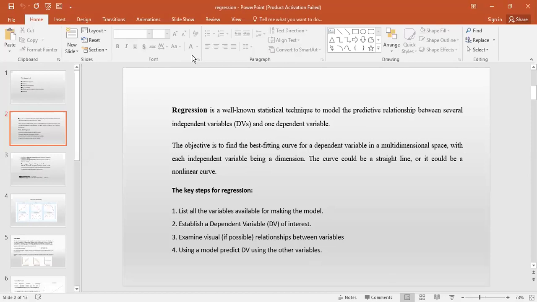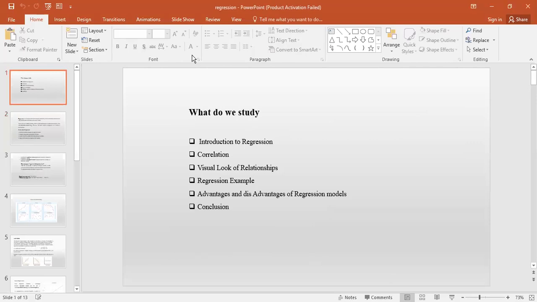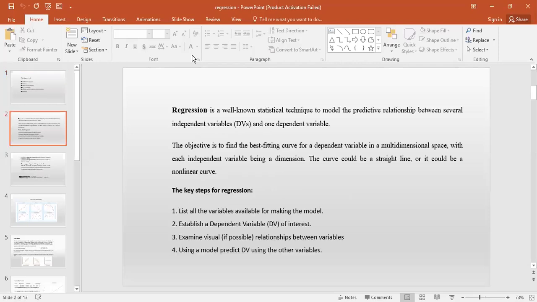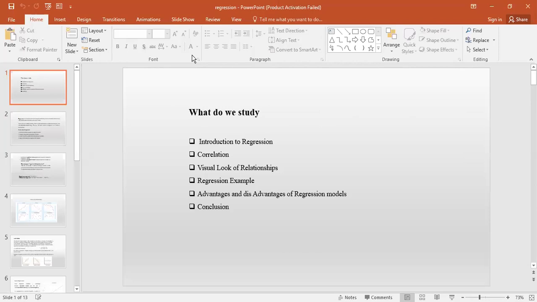Good afternoon. I'm Sunita, and today I'm going to talk about a topic called regression. In this session, we'll get to know what regression is and what correlation is, and we'll look at a few visuals of relationships. We'll take an example of regression and classification, how regression classifies based on the number of independent and dependent values, and the type of curve and type of output we get. We'll look at non-linear and linear regression and logistic regression, and at last we'll look at the advantages and disadvantages of regression models, and finally we'll conclude.